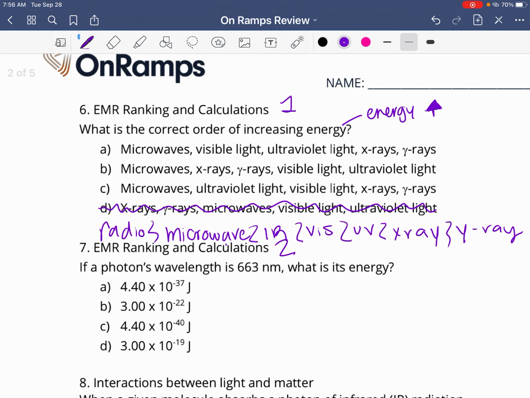We have microwaves, visible, UV, X-ray, and gamma rays. That seemed to be increasing. I'll put a question mark there. B says microwaves, X-rays, gamma, then visible. We went back, so that's wrong. C says microwaves, UV, visible. Went back. That is also wrong. Okay? So A is your answer.